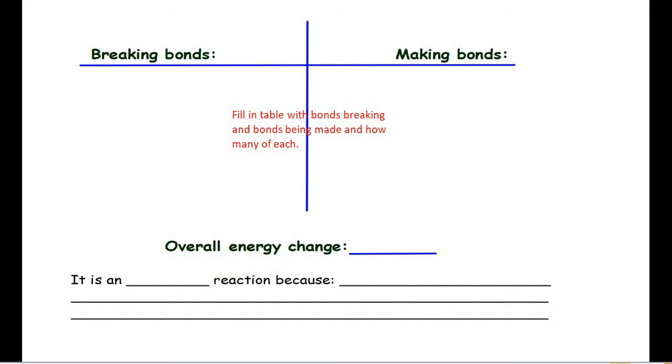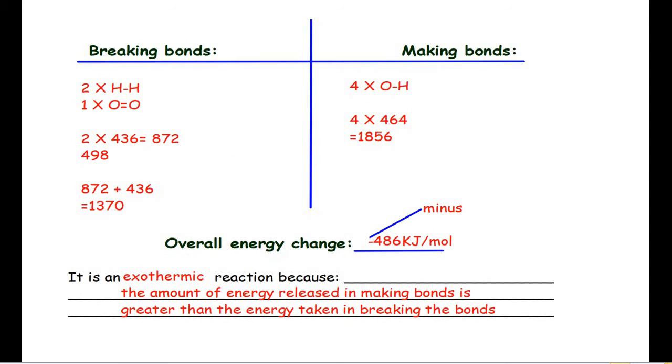So then it's our usual, the table, breaking bonds, making bonds. You fill in the table with bonds breaking and bonds being made and how many of each, and you work out your overall energy change. And again, I've given you the answers for this, and it's just a matter of working through it. I'm hoping the majority of you now are doing this on your own, and you're just double checking your answers from this.